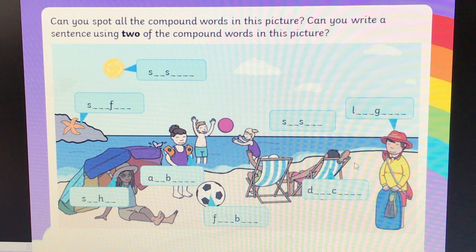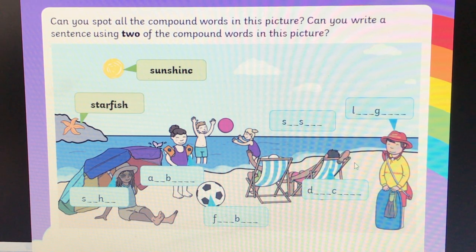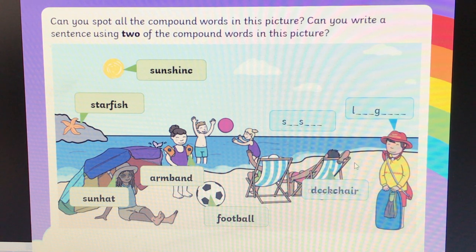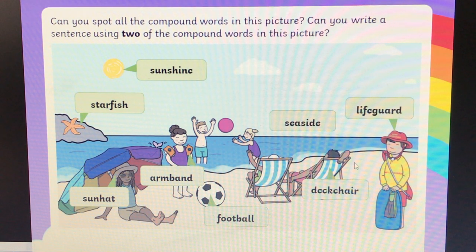So we had sunshine, starfish, armband, sun hat, football, deck chair, seaside and lifeguard. So well done to those of you that were able to make all of those compound nouns.